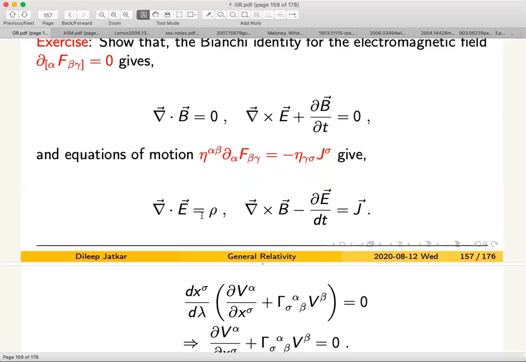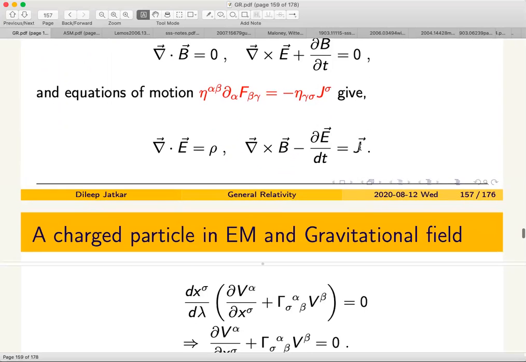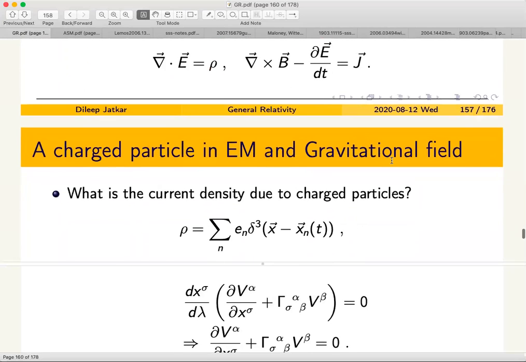Whereas the equation of motion gives you two other equations, the Maxwell equations. One is the divergence of E is equal to the charge density, and the curl of B is related to the displacement current plus the current density. Okay, so this is kind of straightforward. You may not even need to do any calculation, I suppose.